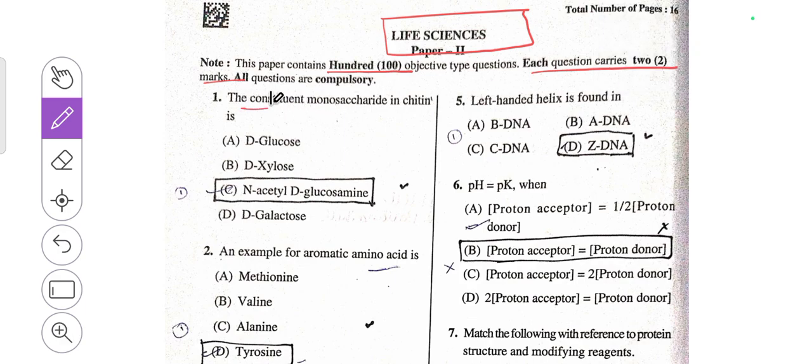First question, the constituent monosaccharide in chitin is. So chitin is mainly formed from a material that is NAG, that is N-acetyl glucosamine. Chitin will be seen in the arthropods.